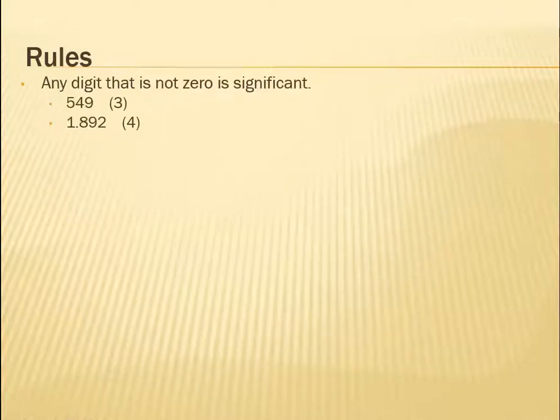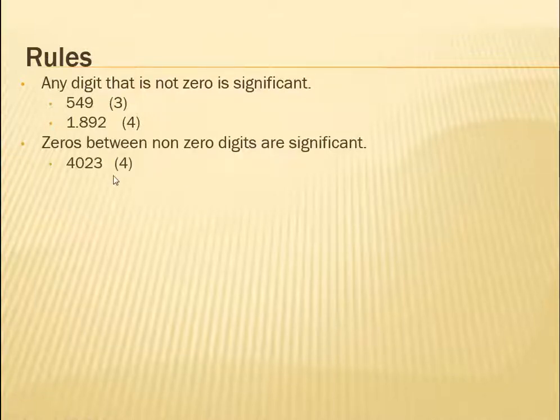Okay, so what is a significant digit? A significant digit is any number that is not a zero. So any number that is not a zero is significant, like 549 or 1.892. Now remember that we're talking here about measurements we are being given as well as measurements we make. So if you don't have zeros, all of your non-zero digits are significant. Now, what if I have a zero trapped between two non-zero numbers? Then it is significant as well.